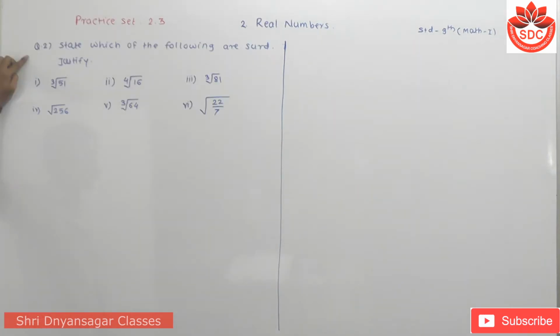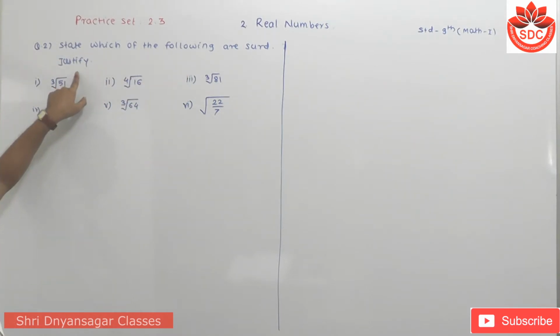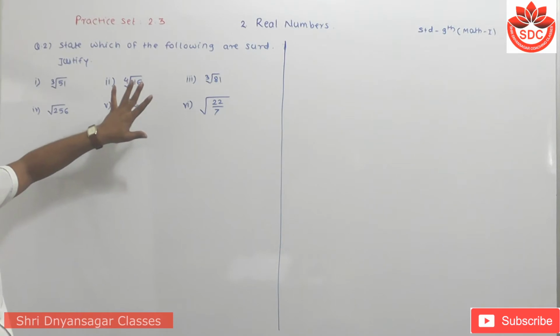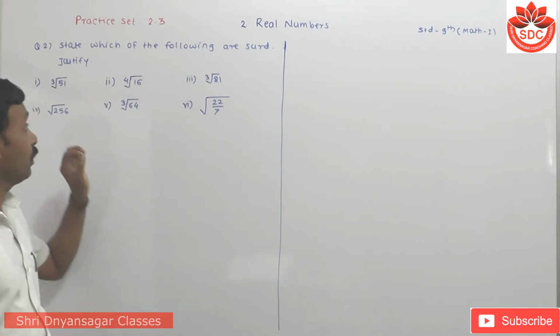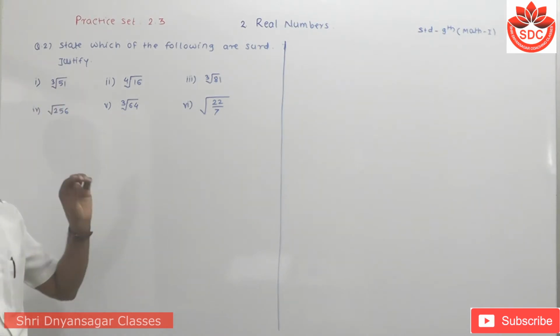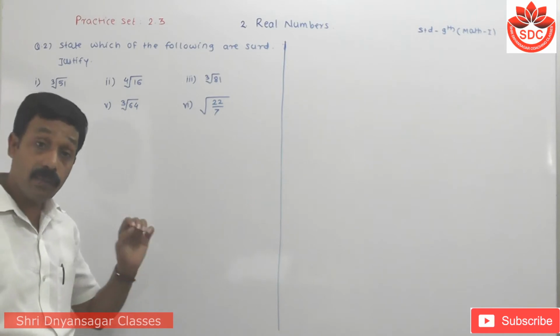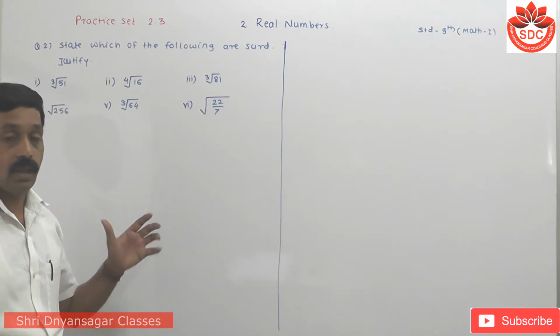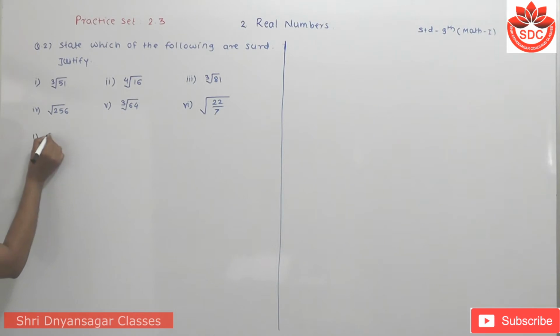The next question is question second: state which of the following are surds, with justification. Students, all of you know that when the given number is a surd, its radicand is a positive rational number and n is greater than 1, then it is a surd. Otherwise, it is not a surd. So look carefully, we take the questions one by one. The first one is the cube root of 51.